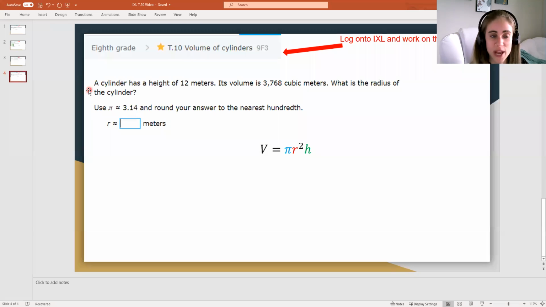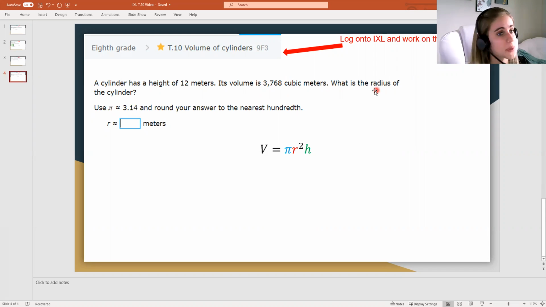All right, this time we have a cylinder that has a height of 12. But once again, it's given me its volume. The volume is 3,768 cubic meters. So I am trying to find the radius. So very similar to that last one, only instead of finding the height, we're finding the radius.